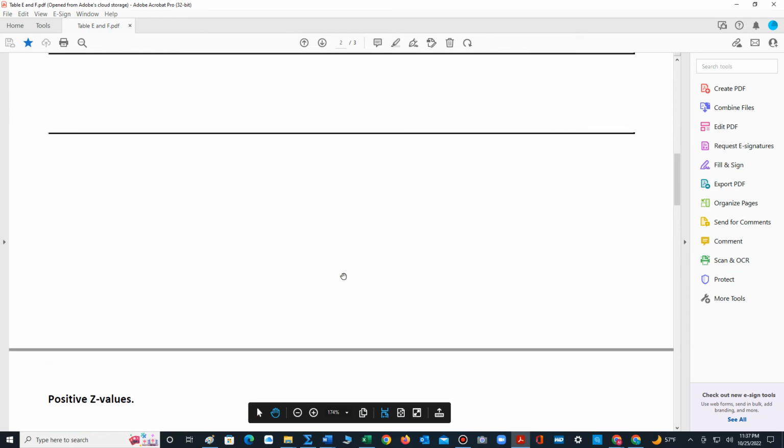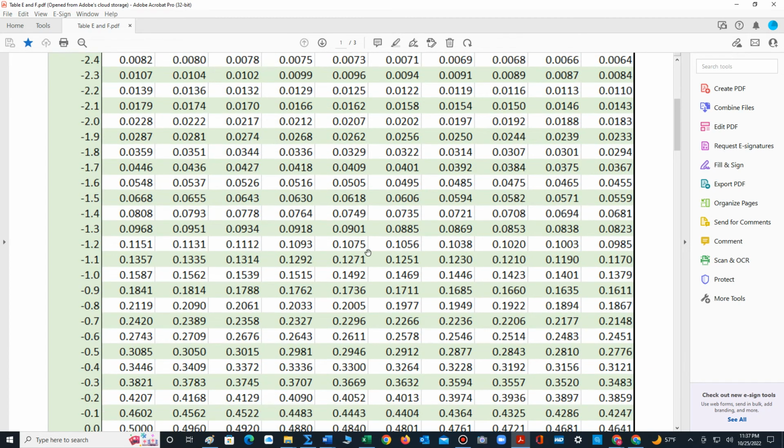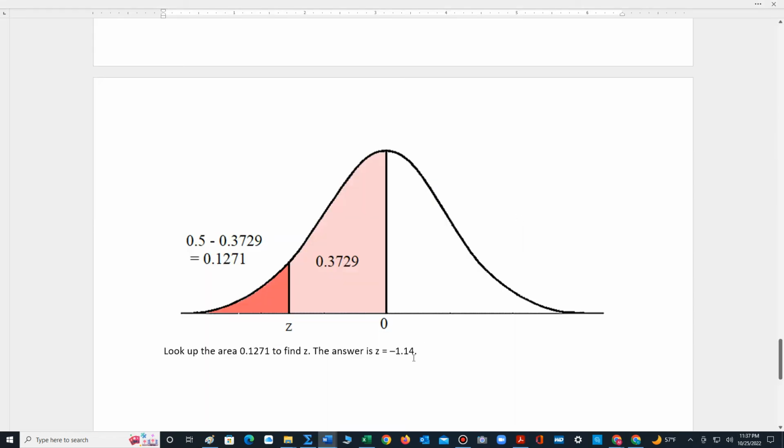And now we just have to look up 0.1271 in the table inside the area section. So 0.1271 is right here. It's right there. So you look to the left, negative 1.14. And that is the missing z value, negative 1.14.